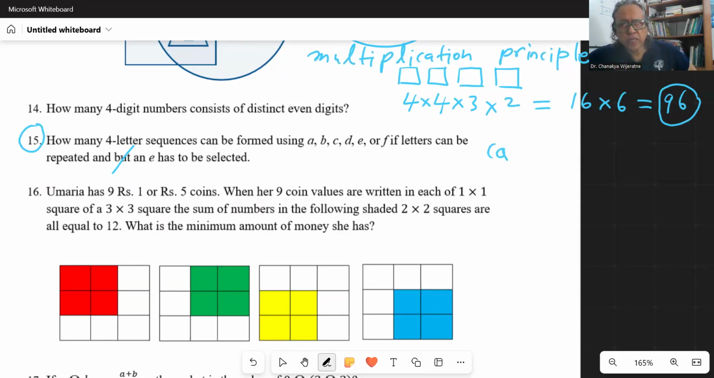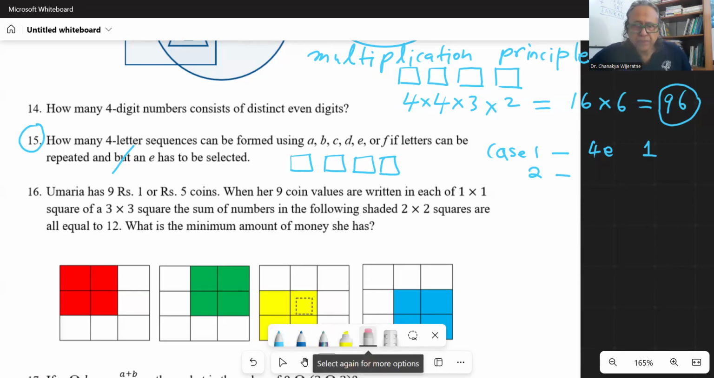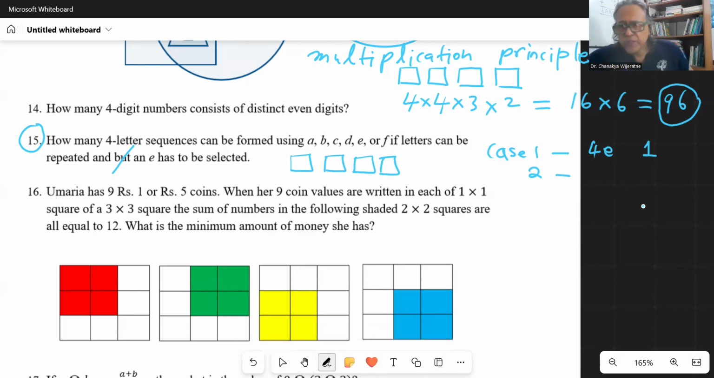So case 1, 4 E's. Just one number. Case 2, 3 E's. Again, let's draw 4 boxes to visualize the 4-letter sequences. So 3 E's, so the one which is not E, that box can be selected in 4 ways.